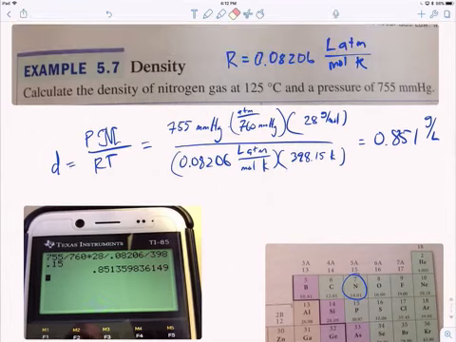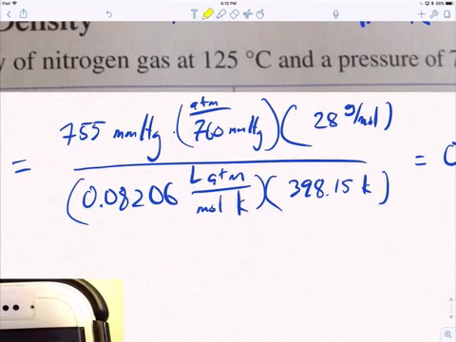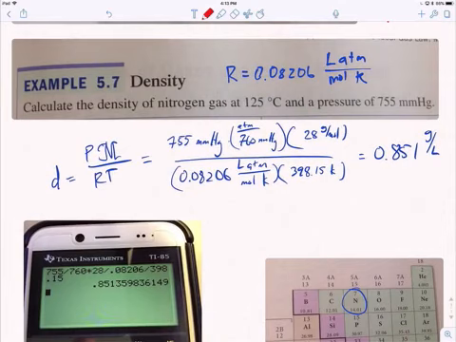All right, so recap on this one. The new step, besides the new equation, is converting a unit. You can't see that. Jeez. All right, so the millimeters of mercury cancel there, and that's because the unit is atmosphere. So I have to convert the pressure unit. That's the new thing with this one. And then the answer you get is 0.851 grams per liter.